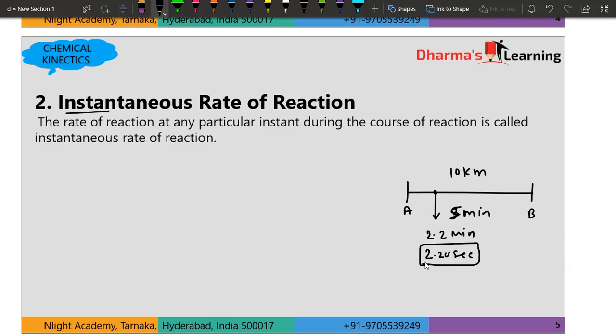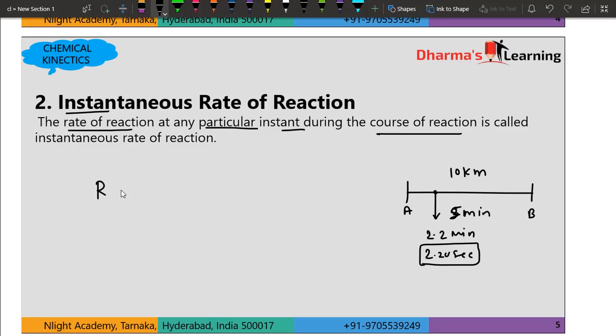Let us consider one more simple example. Let's consider I'm driving a bicycle, and you call me and ask at what speed I am going. I will see my speedometer and say yes, I'm going at 40 kilometers per hour at a particular instant. Similarly, what is the instantaneous rate of reaction? It is the rate of a reaction at a particular instant during the course of the reaction.